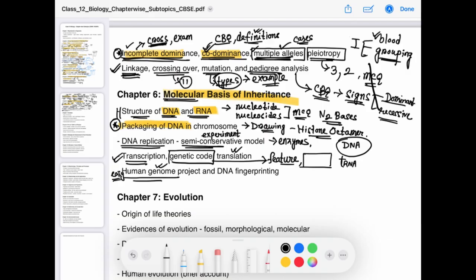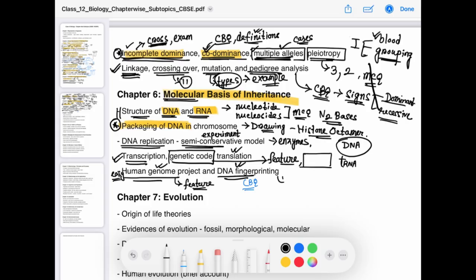So you just read about the features of this project, so that you can get a clear knowledge about this project. And last is DNA fingerprinting. From here the CBQ based question comes, so this is why it is very much important. You have to get a clear knowledge about this DNA fingerprinting.